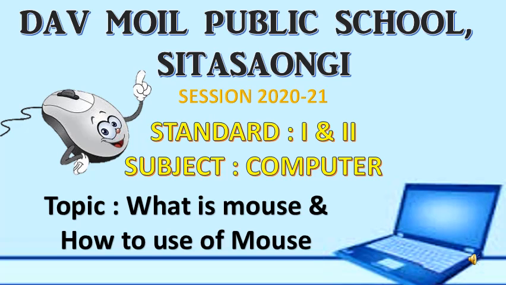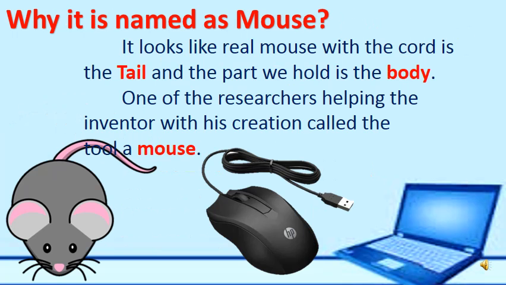Our today's topic is what is a mouse and how to use a mouse. But do you know why it is named a mouse? Let me explain. It looks like a real mouse, with the cord as the tail and the part we hold as the body. One of the researchers helping the inventor with his creation called the tool a mouse.